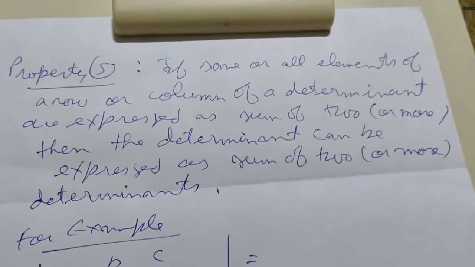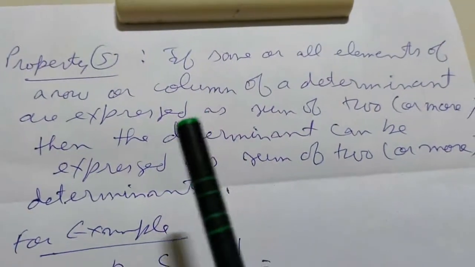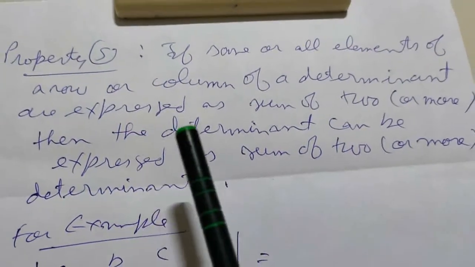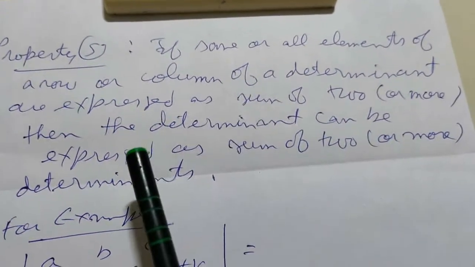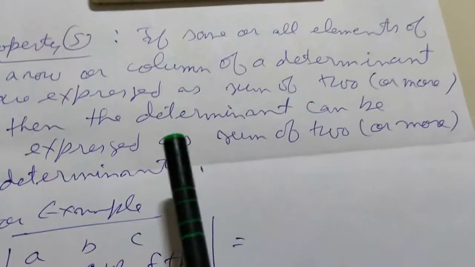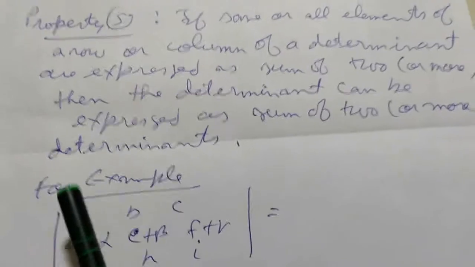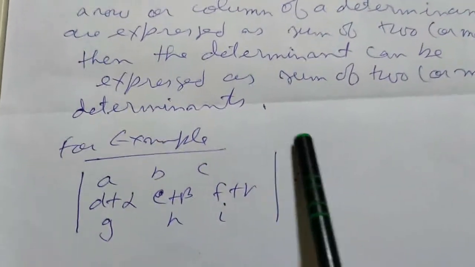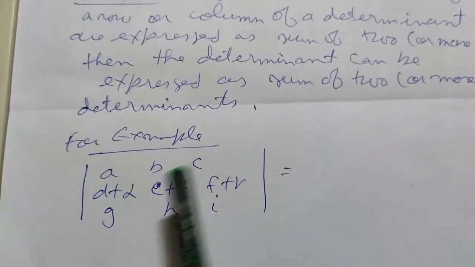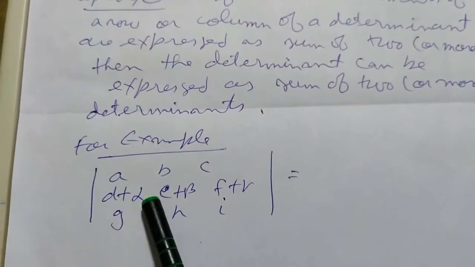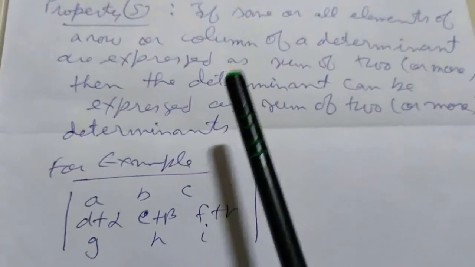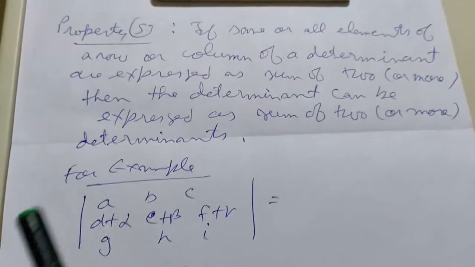Property 5. If some or all elements of a row or column of a determinant are expressed as a sum of two or more determinants, then the determinant can be expressed as a sum of two or more determinants. What is the meaning of this? Suppose we wish to break any determinant into two different determinants, then we have to break any one row or any one column. Suppose with an example you will better understand this property.